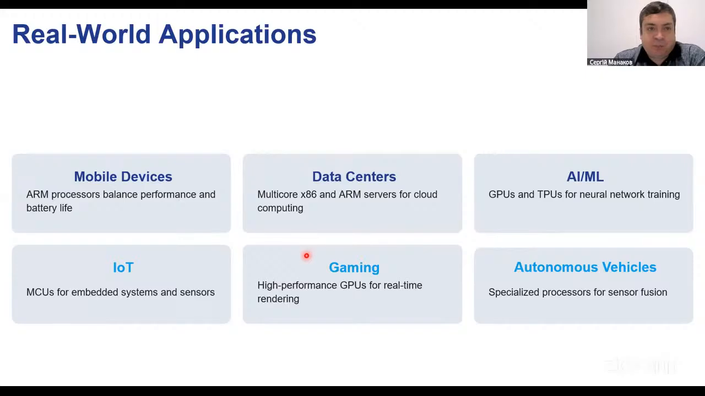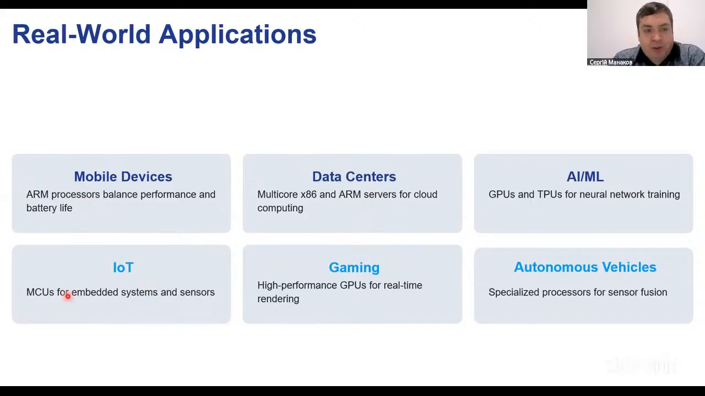So the real-world applications: ARM processors are used in mobile devices. They balance performance and battery life. For data centers, multi-core x86 and ARM servers are used for cloud computing. For AI and ML, GPUs and TPUs are used for neural network training.